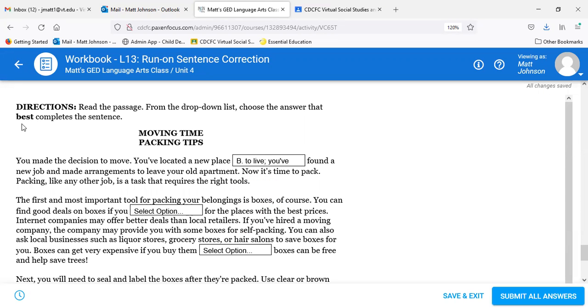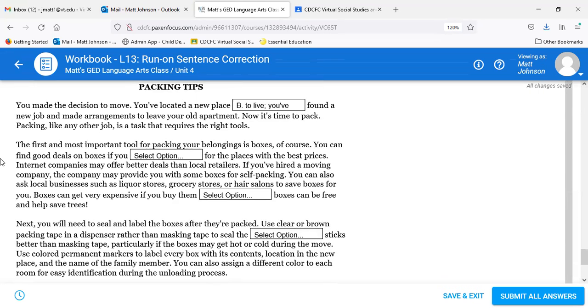You found a new job and made arrangements to leave your old apartment. Now it's time to pack. Packing, like any other job, is a task that requires the right tools. The first and most important tool for packing your belongings is boxes, of course. You can find good deals on boxes if you shop around.